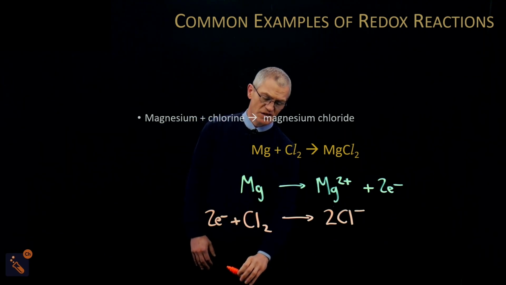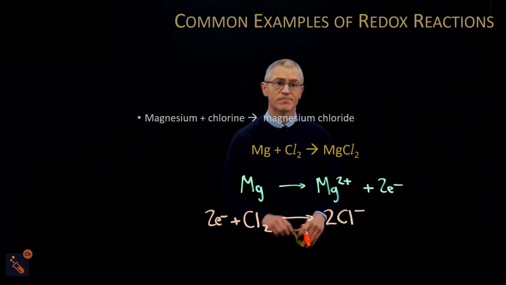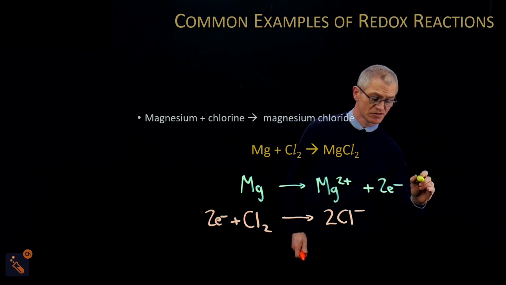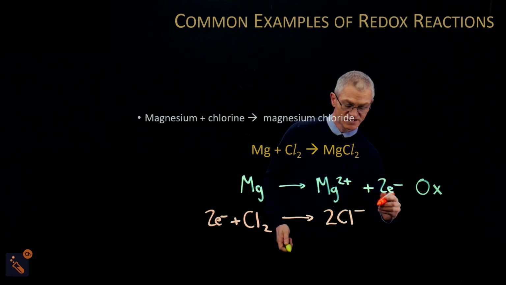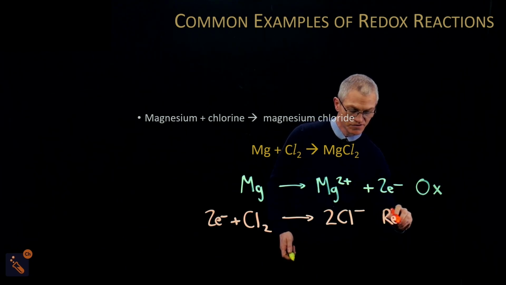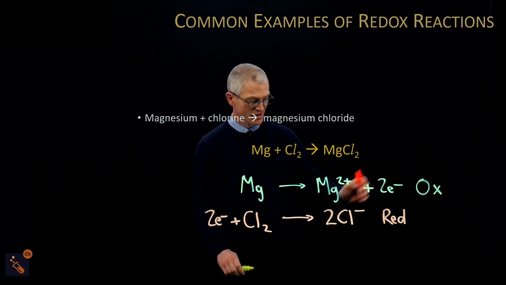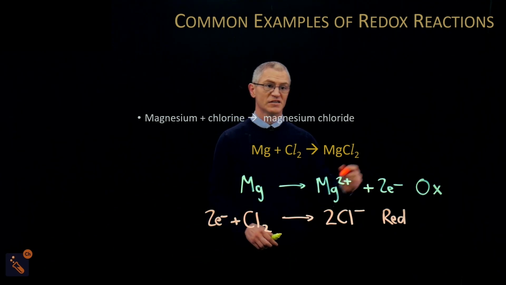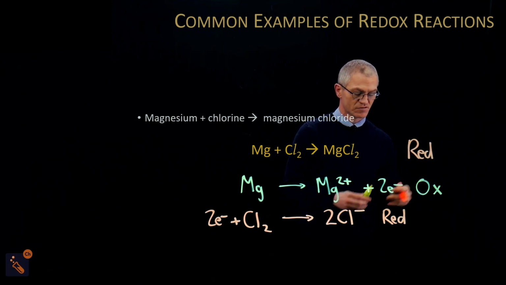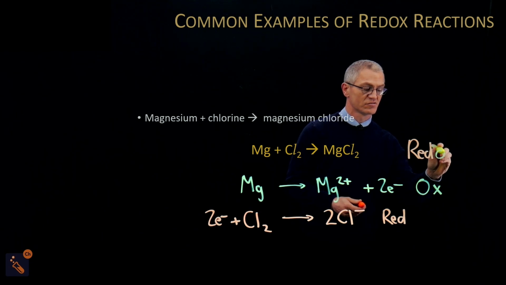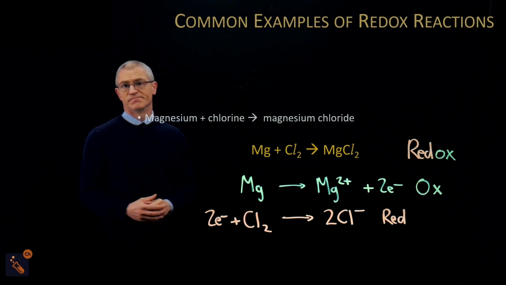Now, when I look at both of these, oxidation is here. So this is oxidation. The bottom one is gaining electrons, and therefore is reduction. Because we have both of these happening in the same reaction, we can then just call this redox, and therefore it's a redox reaction.